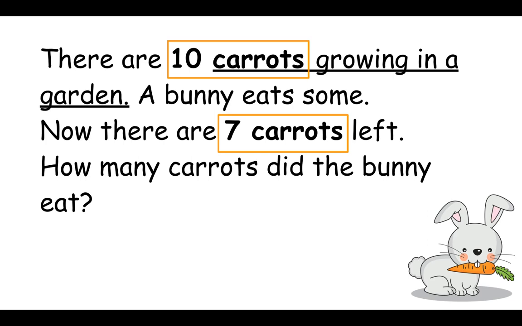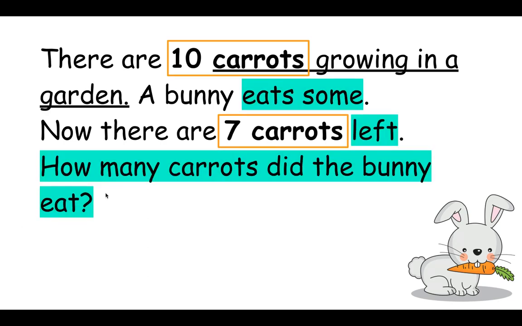So on the next slide, I have some key terms, some clues that help us find out what we are doing with the problem. And I highlighted the question, how many carrots did the bunny eat? So that's what we're figuring out at the end of the problem. Another thing that I highlighted is that the bunny eats some. So the word eats gives me a very, very big hint that this is a subtraction problem. Because when you eat something, it goes away. So this is taking away.